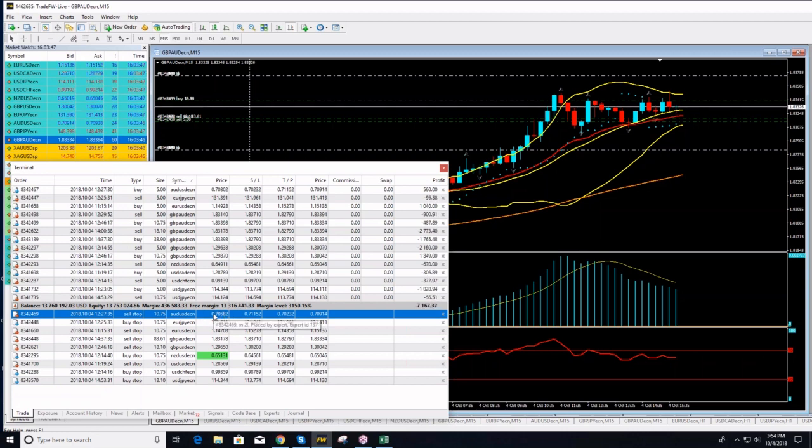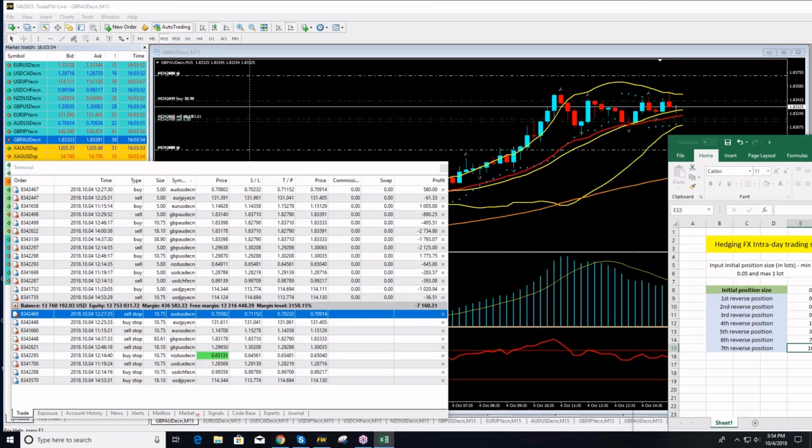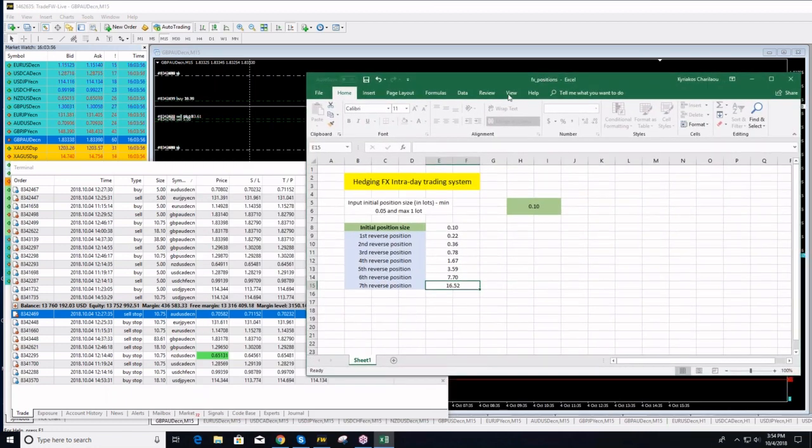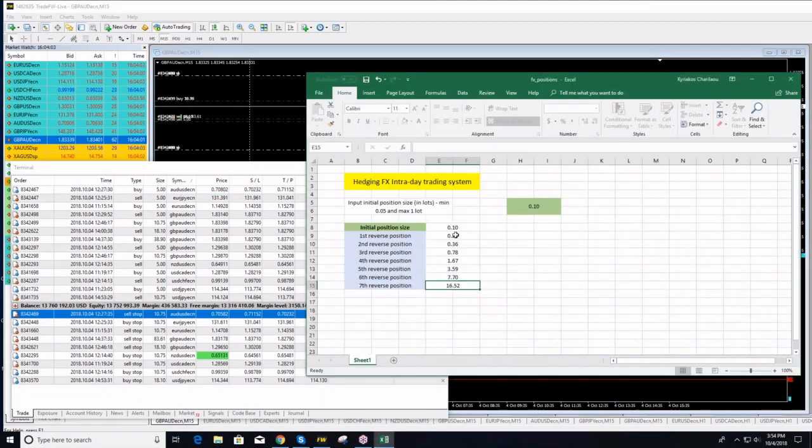So the sell stop order, depending on what your initial position size is, if for example it is 0.10, as you can see on the Excel spreadsheet, here it will write, for example, buy 0.10, and here you will have a sell stop order. This is the first reverse position of an equivalent position size of 0.22. Okay? If that order now is triggered, then we will place a buy stop order with the next position size.